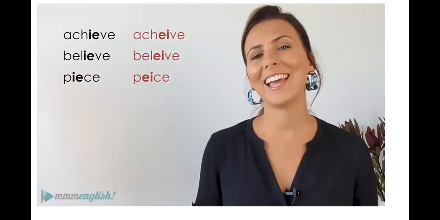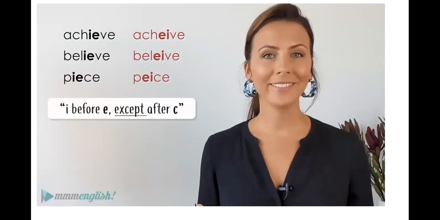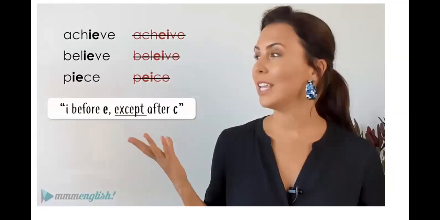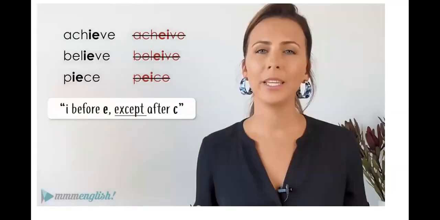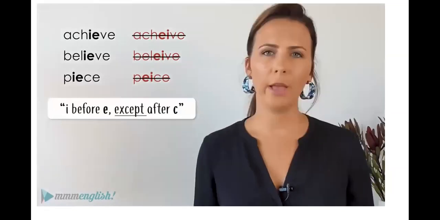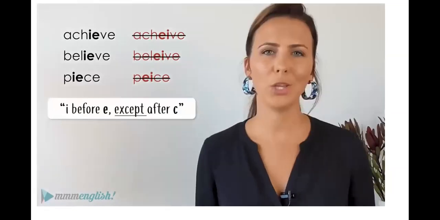Still, to this day, I remember the little rhyme that my grade 2 teacher taught me. I before E, except after C, which is a really handy way of remembering the spelling of these words. The letter combination IE is more common than EI. It just appears more. In fact, EI is quite rare, really.